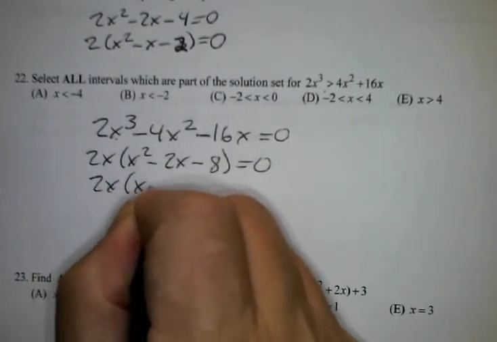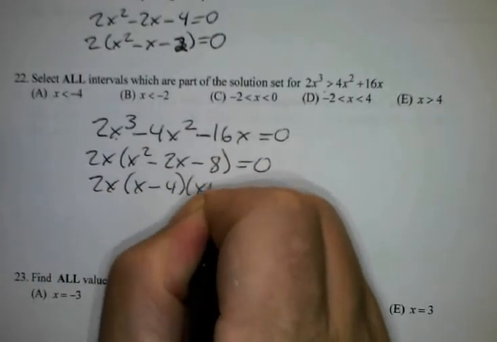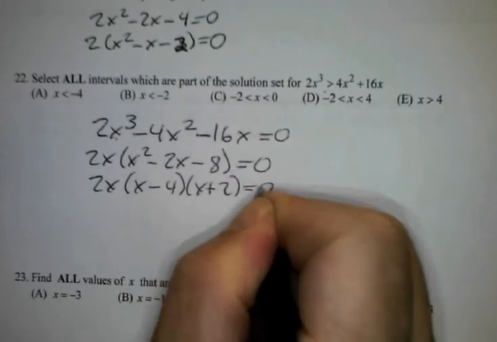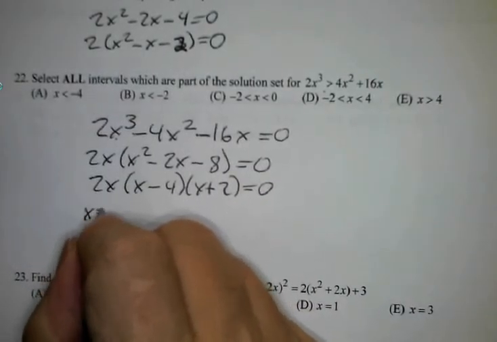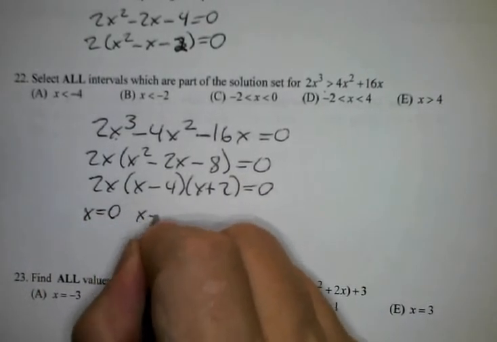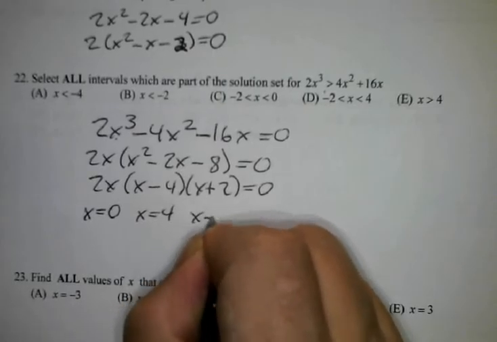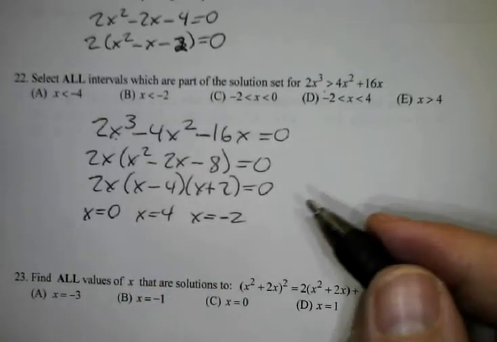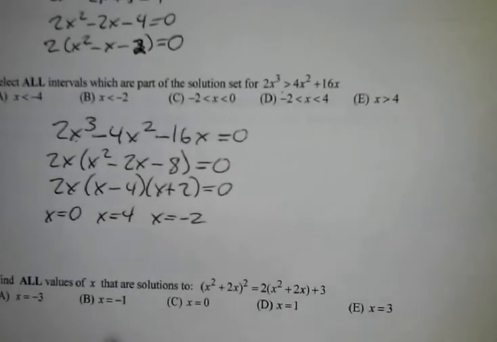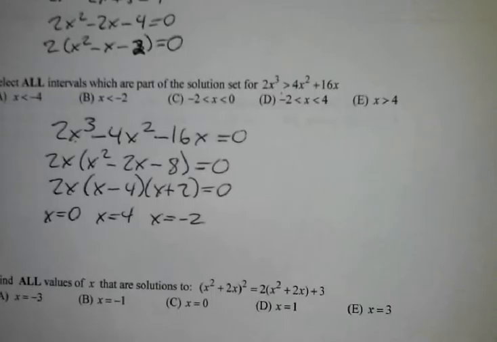This factors to x minus 4, x plus 2. So I got x equals 0, x equals 4, x equals negative 2. None of them are repeats. If you see a repeat, you're going to have to test each region. What happens on a repeat is you're going to get the same sign repeating, whether it's positive or negative.